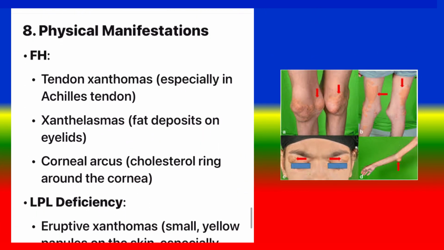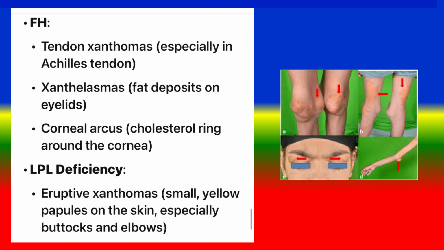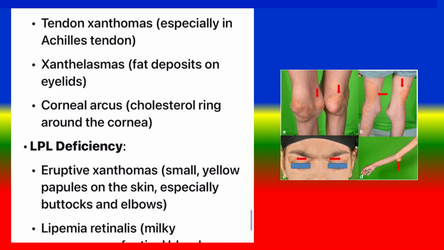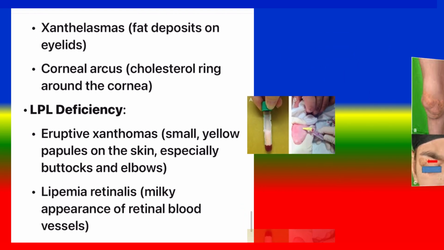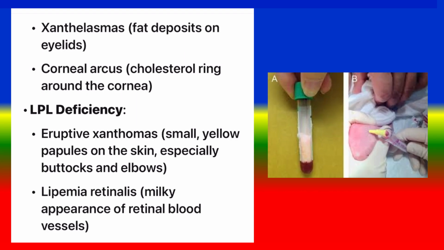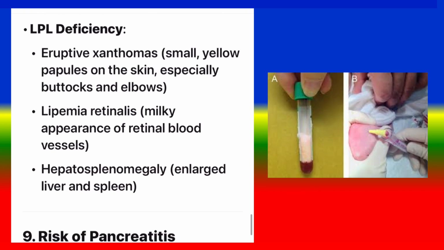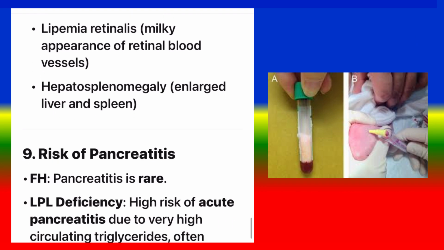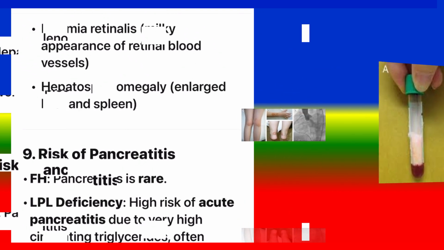8. Physical manifestations. FH: tendon xanthomas, especially in the Achilles tendon, xanthelasmas, fat deposits on eyelids, corneal arcus, a cholesterol ring around the cornea. LPL deficiency: eruptive xanthomas, small yellow papules on the skin, especially buttocks and elbows, lipemia retinalis, milky appearance of retinal blood vessels, hepatosplenomegaly, enlarged liver and spleen.